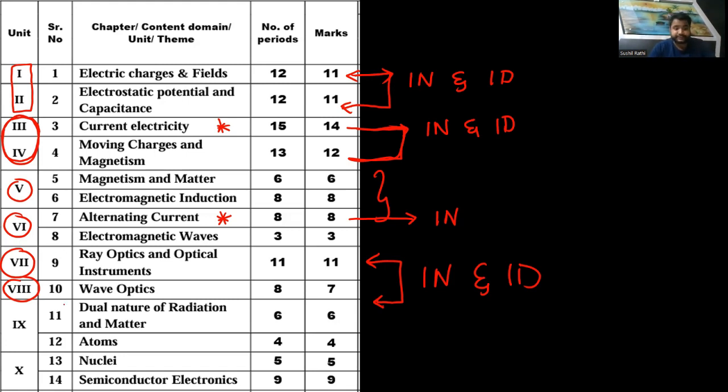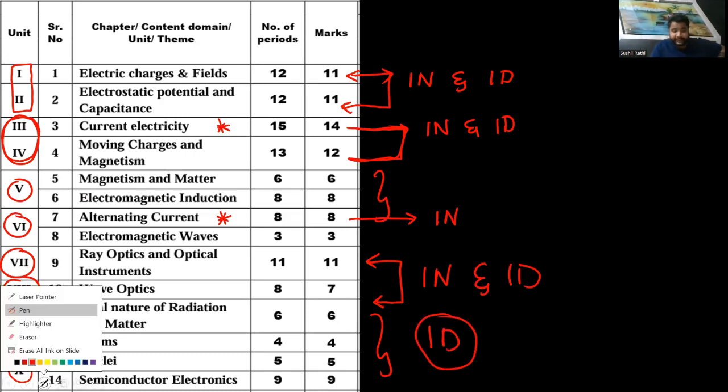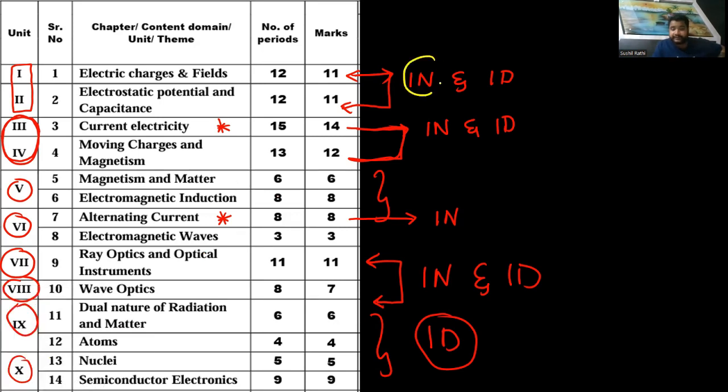Next comes Unit 9 and Unit 10. I don't think any numerical might come from here, but you will have a 5 mark long answer from here. So if you see, my dear students, I have covered all the chapters from which the numericals will come. And hardly, if you see, you are already aware that if you study current electricity and alternating current, for sure the 10 marks are in your pocket.